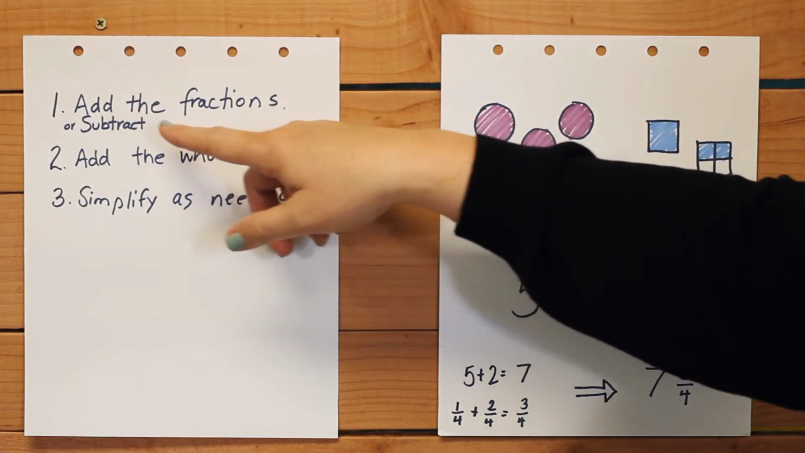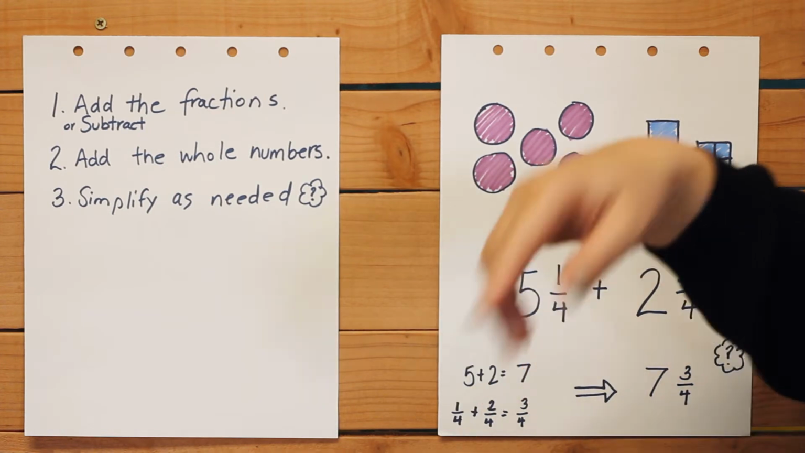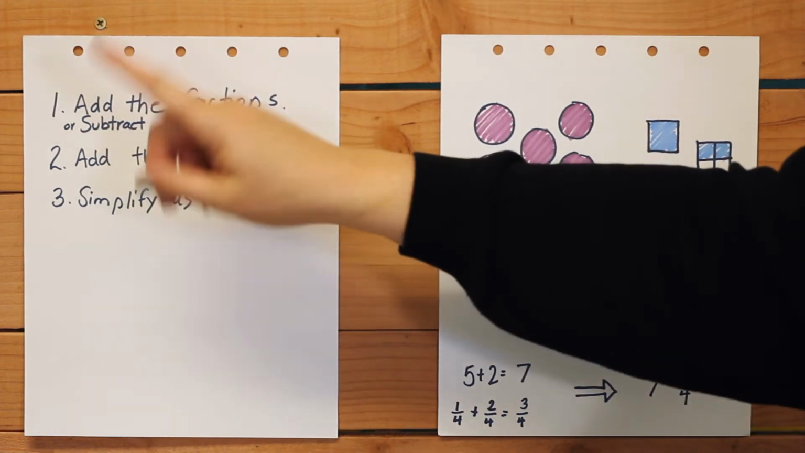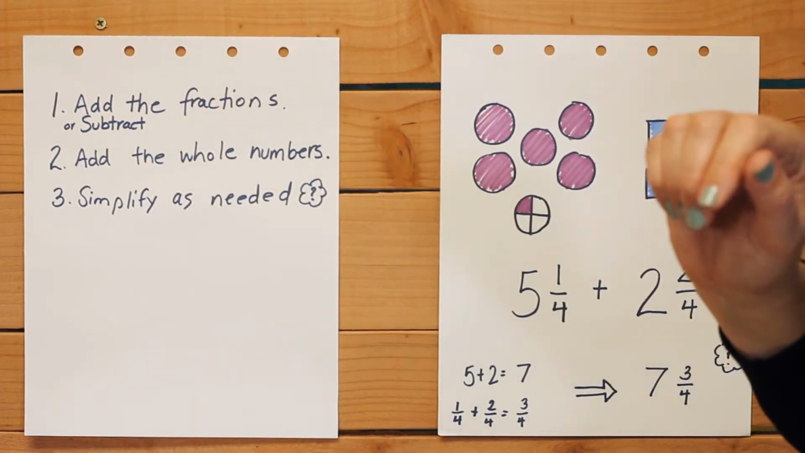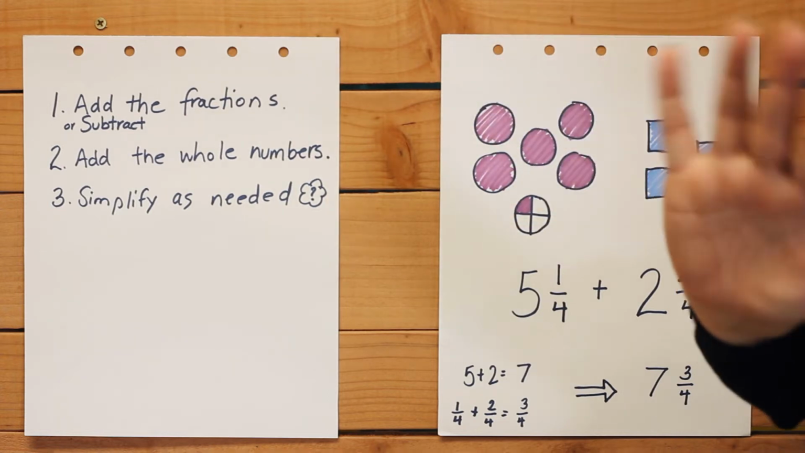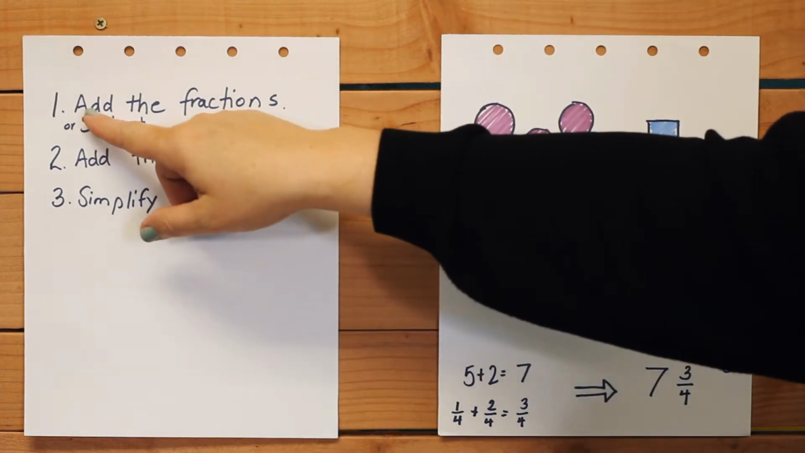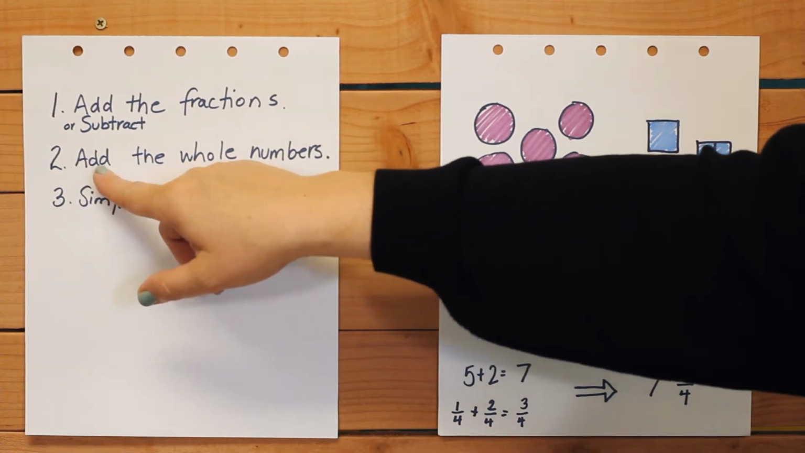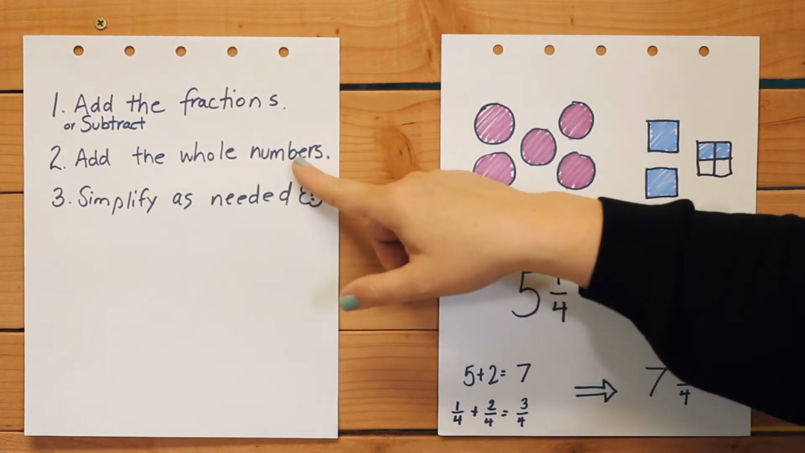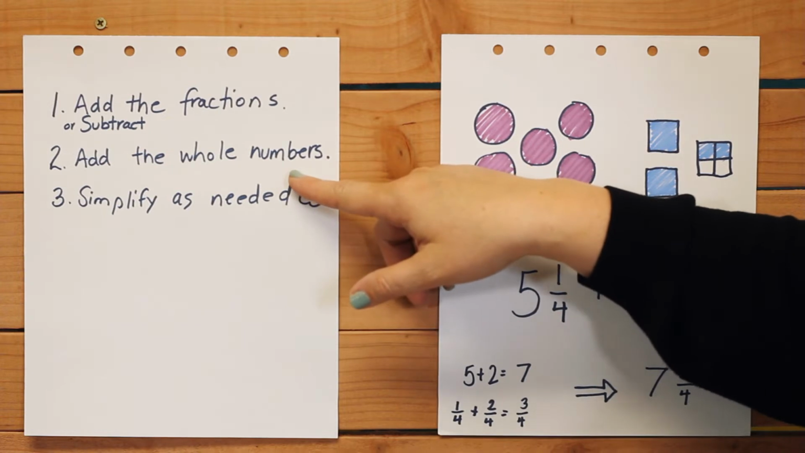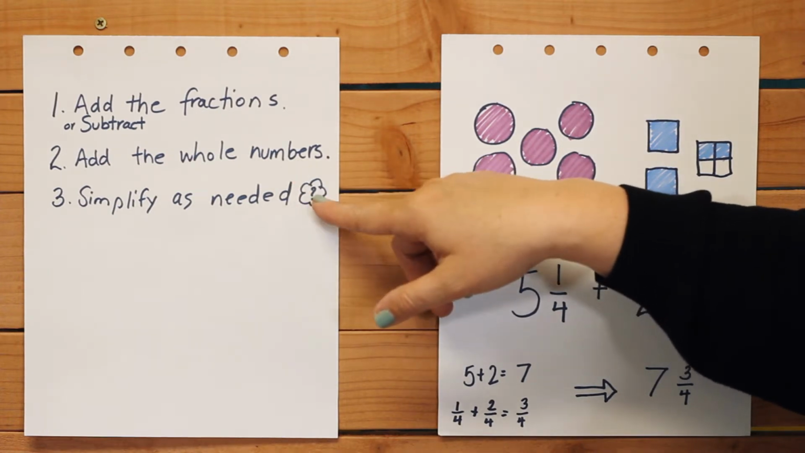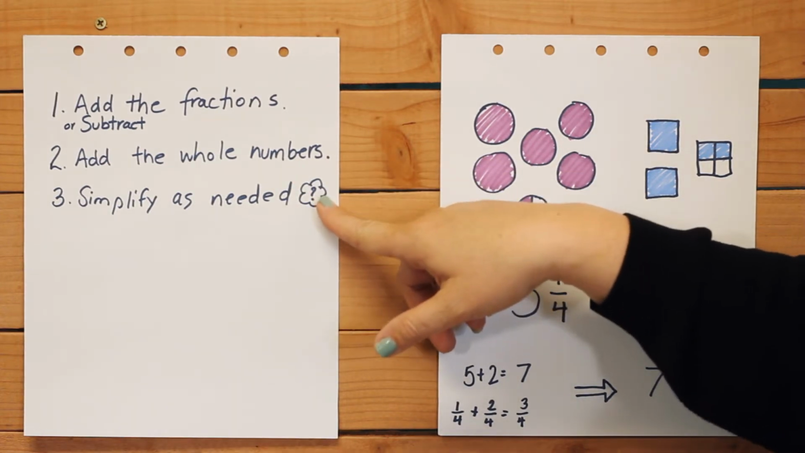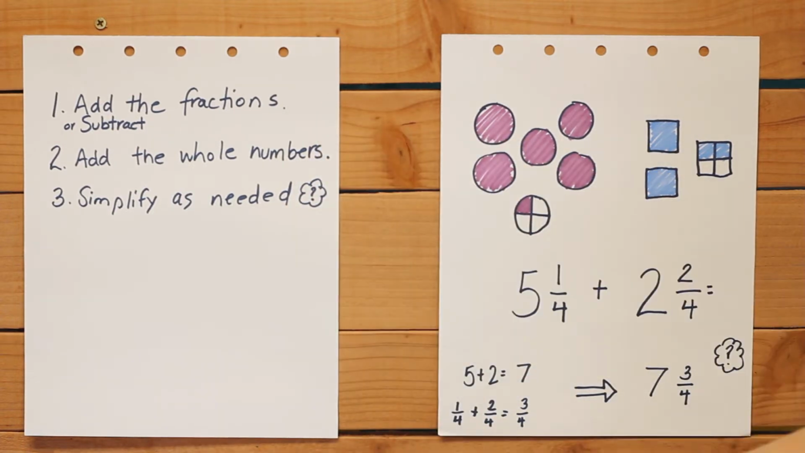One, you add the fractions, or subtract. Make sure you're always looking for the sign, because there are mixed signs, pluses and minuses, on the whole paper. So you add or subtract just the fractions, then you add or subtract the whole numbers, and then you look at your answer and decide, is it in simplest form? So let me give you an example here.